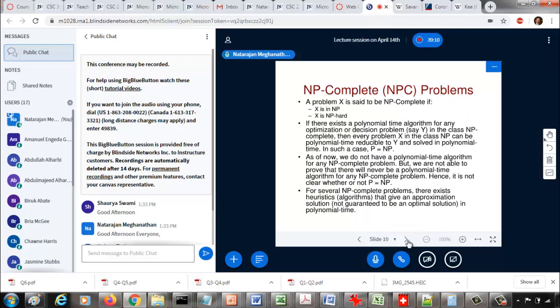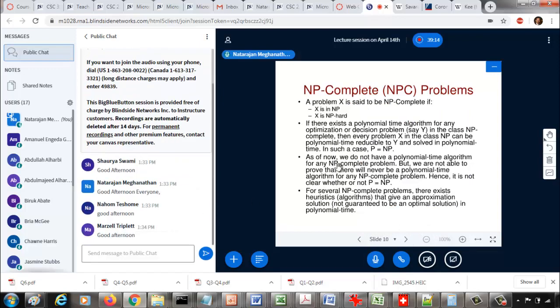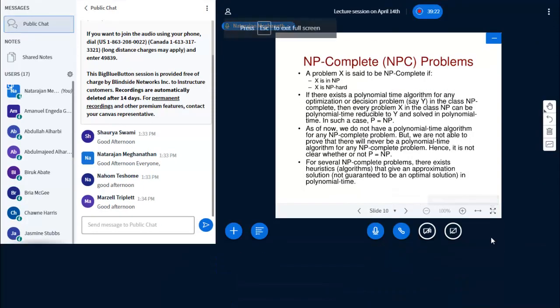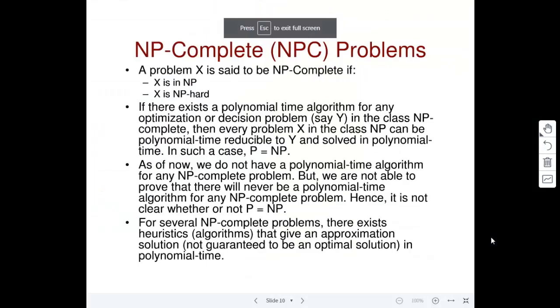Now, let me complete this, and if you have any questions, you can ask later, because that will make it actually a complete package. All right, so let us do this NP complete problem. So this will actually put everything together.